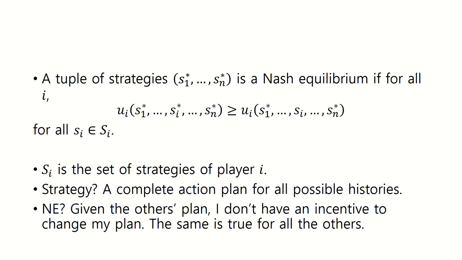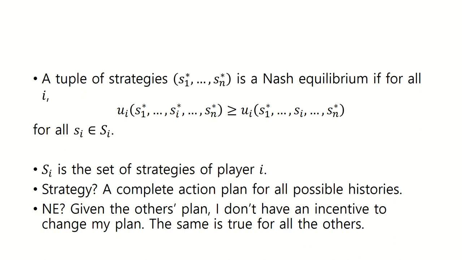So it's more complicated than an action. The dimension of a strategy is larger than the dimension of an action. It's conditional. Like in language, a proposition can be made more complicated by adding conditions. So a strategy is a complete action plan. In dynamic games, we are talking about strategies instead of actions. Other than that, the definition of Nash equilibrium is exactly the same as before.